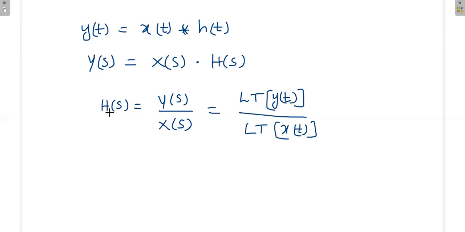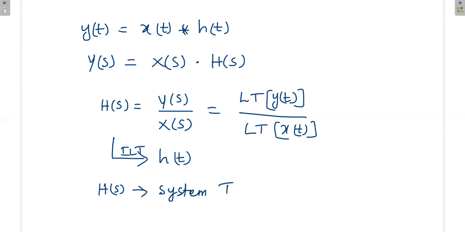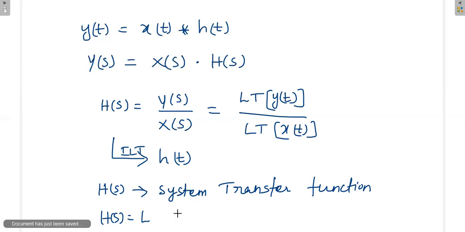Then once you know h of s, we can also calculate h of t by applying the inverse Laplace transform. So this h of s, we call it the system transfer function, in the s domain. Then what is h of s? H of s is the Laplace transform of h of t.